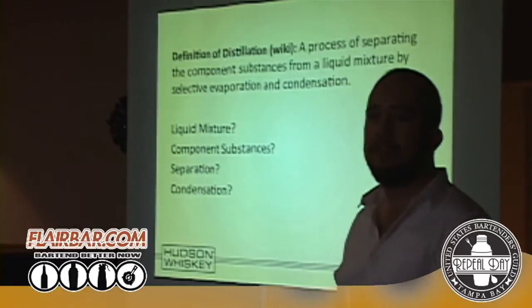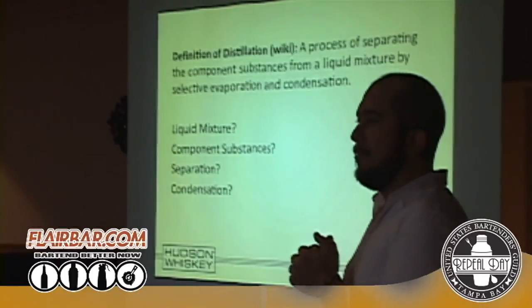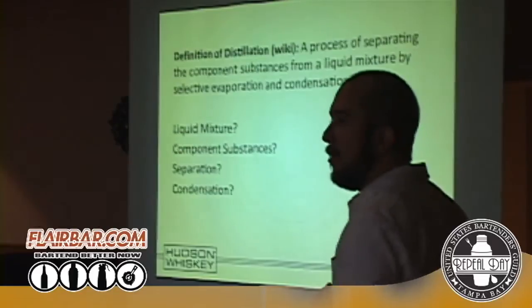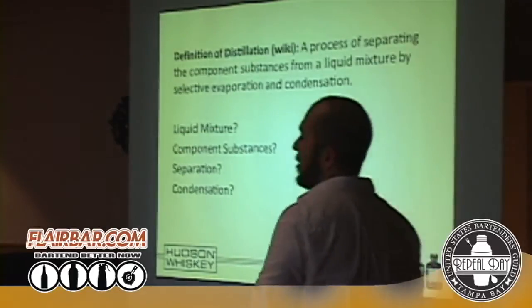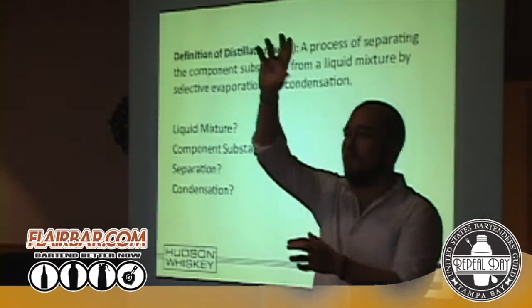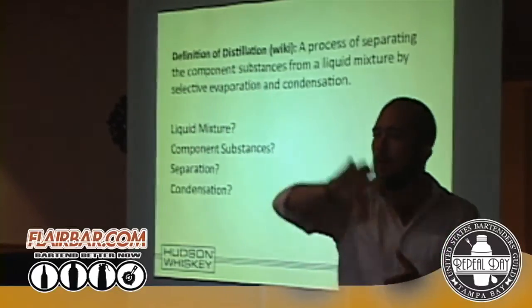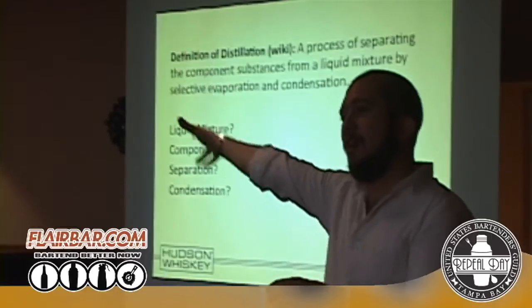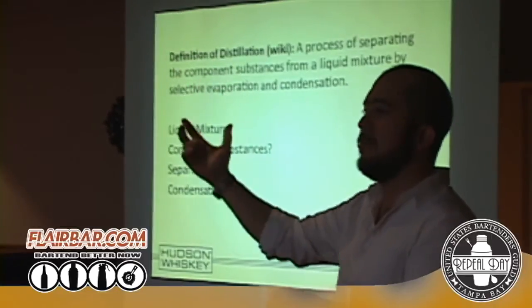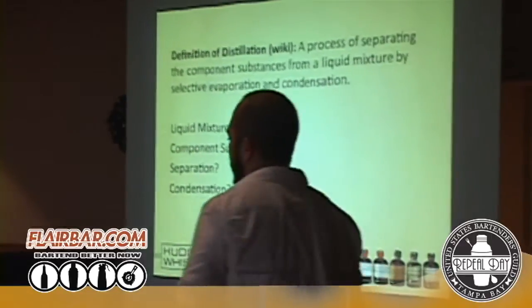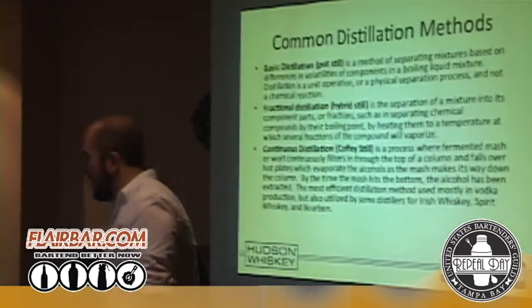Separation, how are we doing that separation? A lot of that has to do with temperature, how we're separating the different components. And then condensation, so that vapor comes off and then it gets collected, goes through a coil or a worm or whatever you want to call it. It goes into a condenser where it chills that vapor back to a liquid and we collect it. Very basic. I think we all understand that aspect of it.